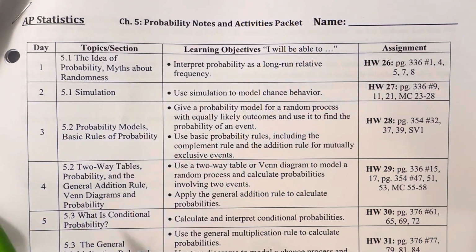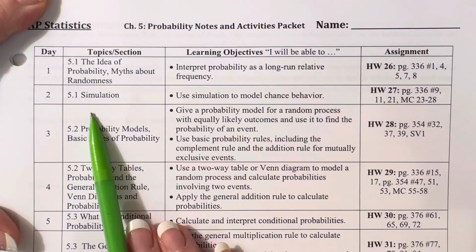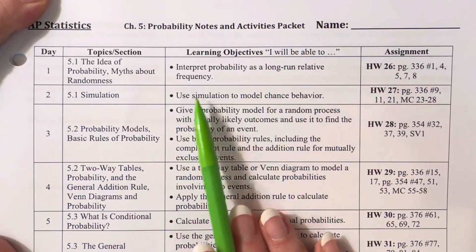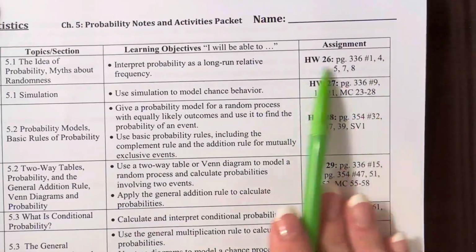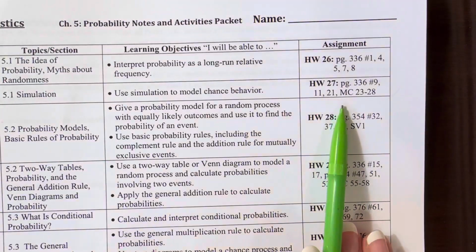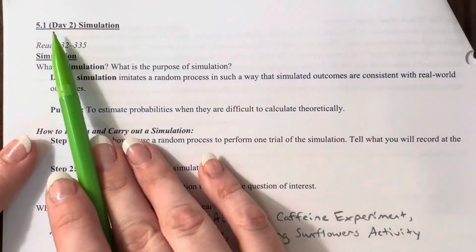We are now on day 2 of chapter 5. We're still in section 5.1, and today we'll be discussing simulation. By the end of this lesson, you will be able to use simulation to model chance behavior. As usual, try this assignment after we are done with the lesson. Let's begin. All right, so 5.1, day 2, simulation.